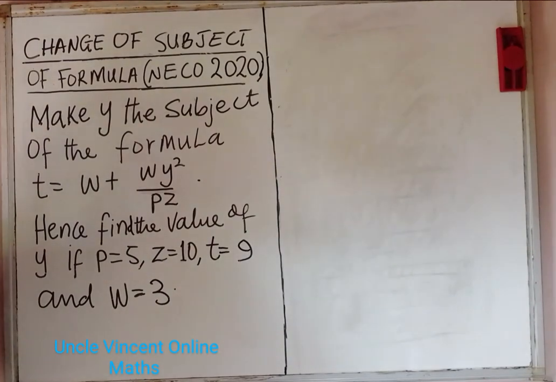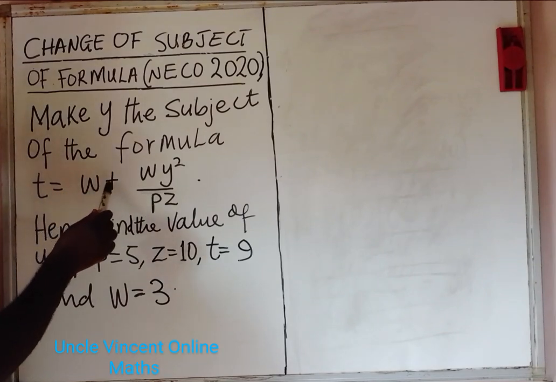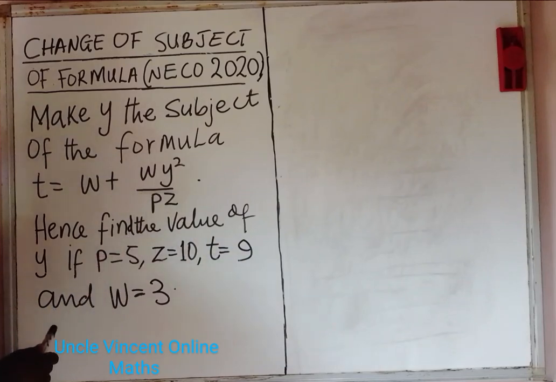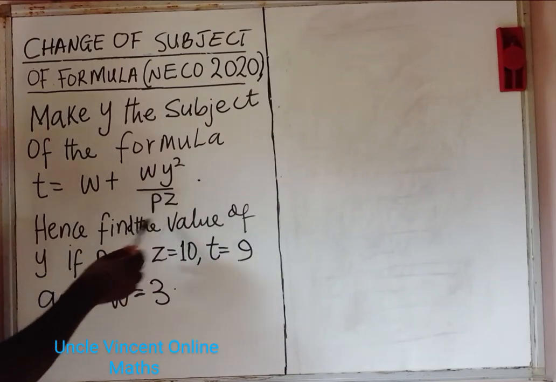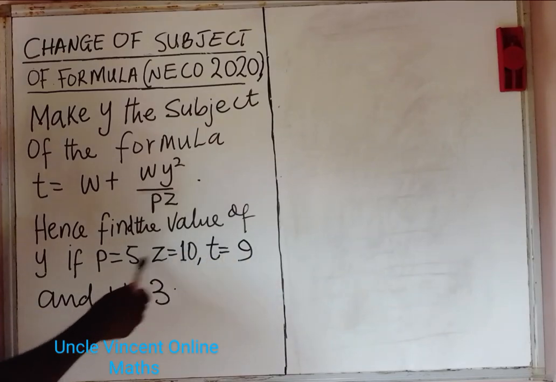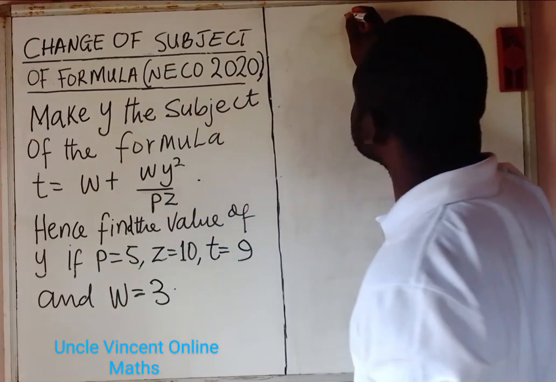In today's video, we shall solve this NECO past question on change of subject of formula. You are to make y the subject of the formula t is equal to w plus wy squared over pz, and hence find the value of y if p is 5, z is 10, t is 9 and w is equal to 3. Solution.